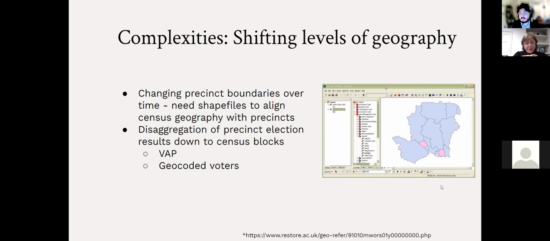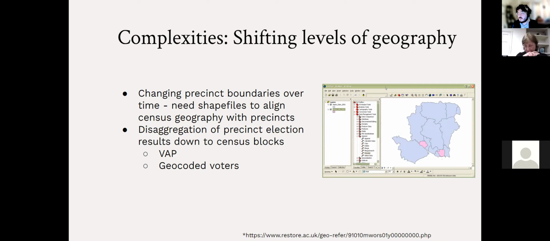It has proven to be a challenge to get shapefiles, especially shapefiles going back in time, but usually we're able to do it at least back a few elections. The further back in time you go, the less likely it is that you'll be able to get shapefiles. And it varies by state, it varies by county as to whether you'll be able to get it.